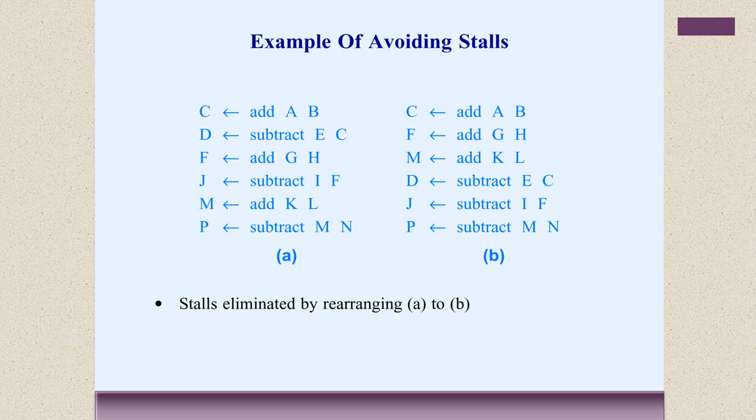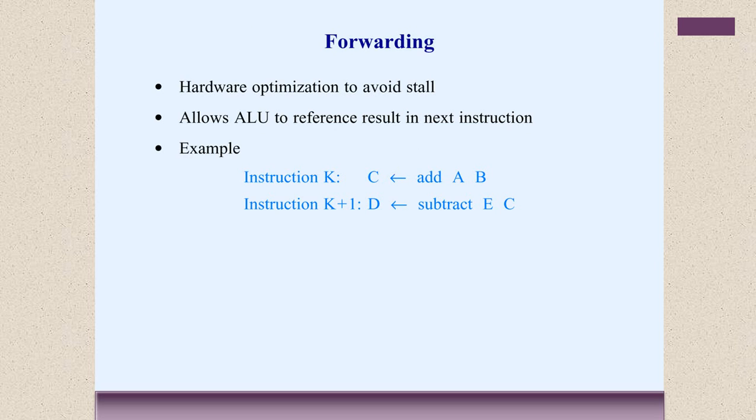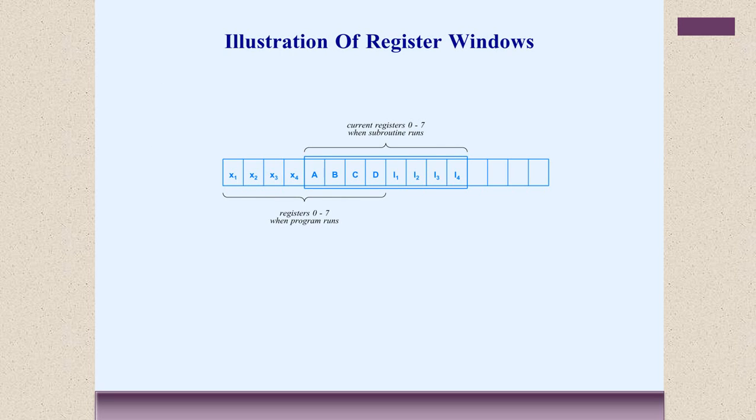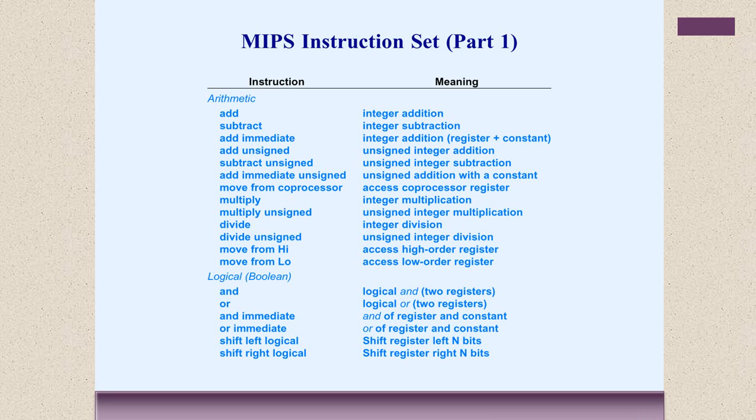You can eliminate these stalls by rearranging. You can also forward, which allows the ALU to reference into the next instruction. Here's a list of standard MIPS instructions. These are probably useful to just get used to, especially add immediate, which does a constant. You say add immediate like 7, for example, and that immediately adds 7 to whatever is in the register.